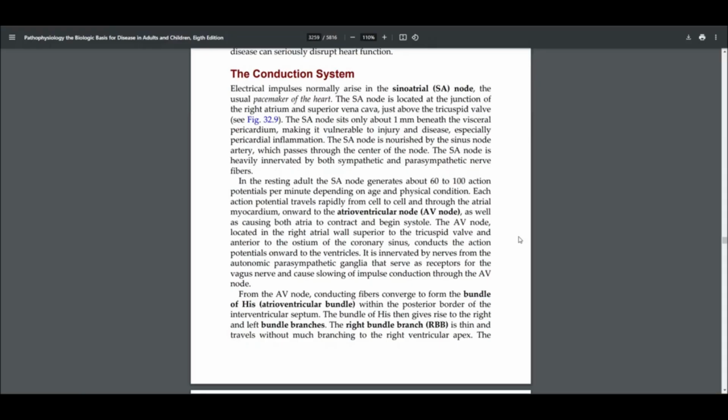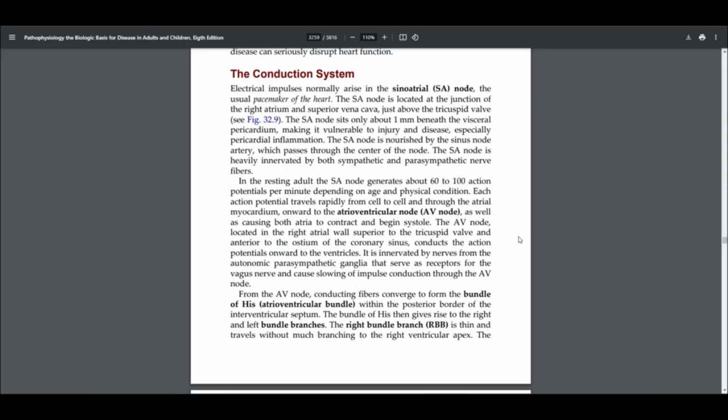The SA node sits only about 1 millimeter beneath the visceral pericardium, making it vulnerable to injury and disease, especially pericardial inflammation. The SA node is nourished by the sinus node artery, which passes through the center of the node. The SA node is heavily innervated by both sympathetic and parasympathetic nerve fibers.